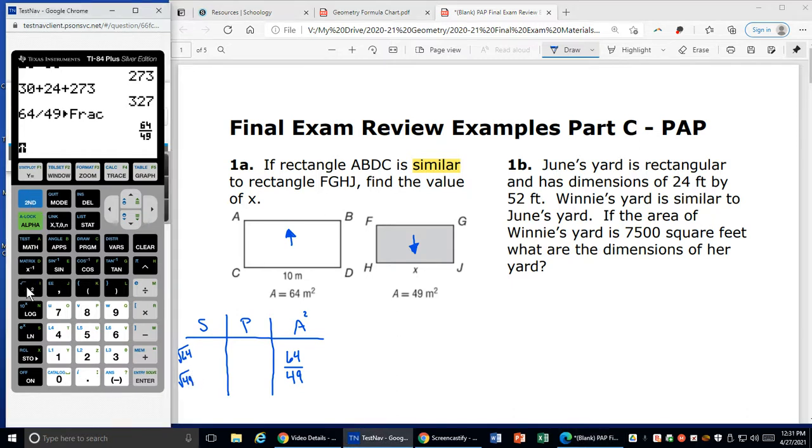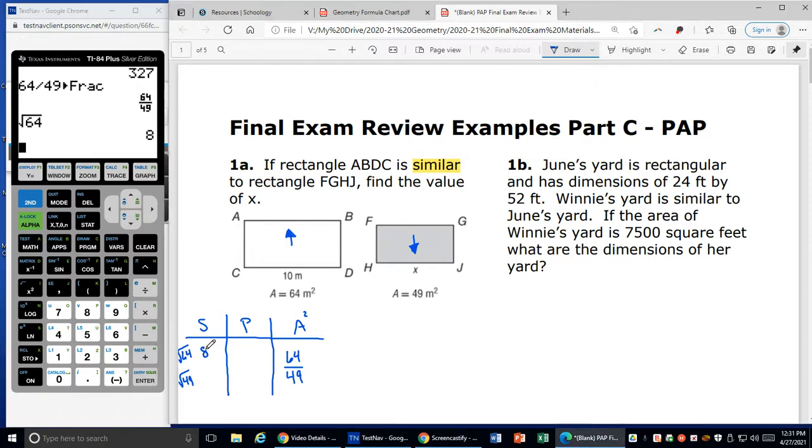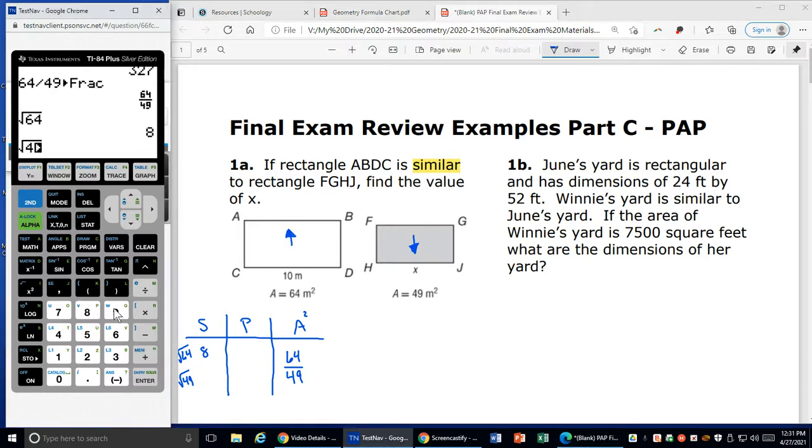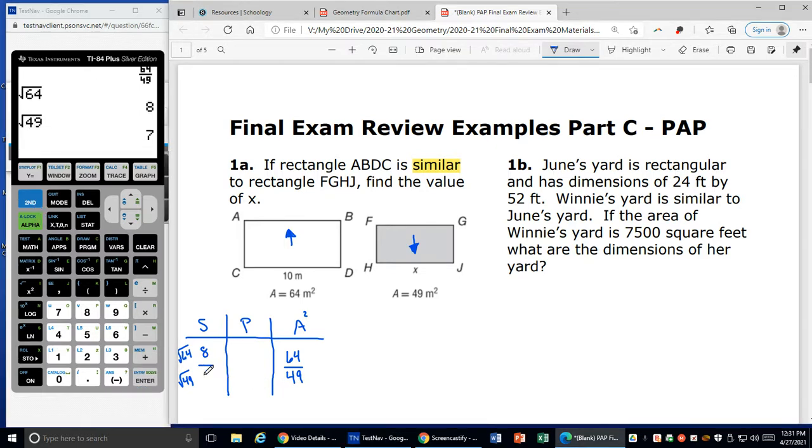The square root of 64 is 8, and the square root of 49 is 7. So I know my scale factor, or my ratio of sides, is 8 to 7. The ratio of my parts, or the ratio of my perimeters, is also 8 to 7. These two are the same. I didn't add the V because these are rectangles. They don't have volumes, right? It needs to be a prism to have volume. So I only had to work with my SPA table, not my SPAV table.